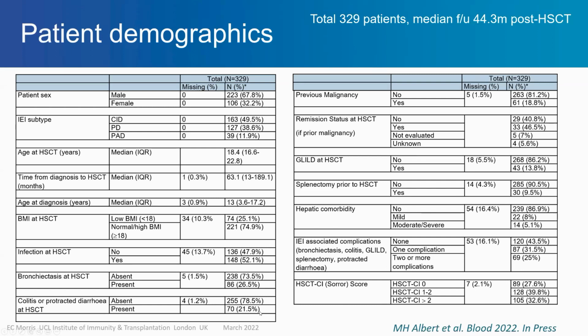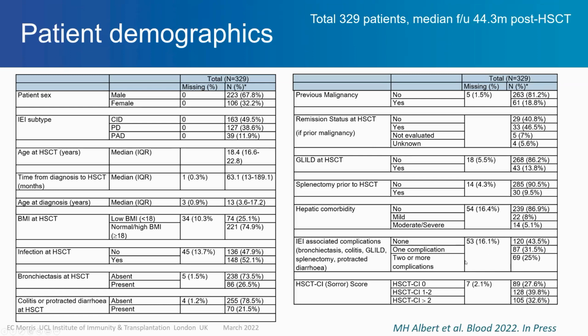About a fifth of patients had colitis or protracted diarrhea at the time of transplant. 20% or so of patients had a previous malignancy. And 40% of patients, if they'd had a prior malignancy, were in remission at the time of transplant. A small group of patients had inflammatory lung disease. 10% of patients had had a prior splenectomy, and approximately 15% of patients had significant hepatic comorbidity.